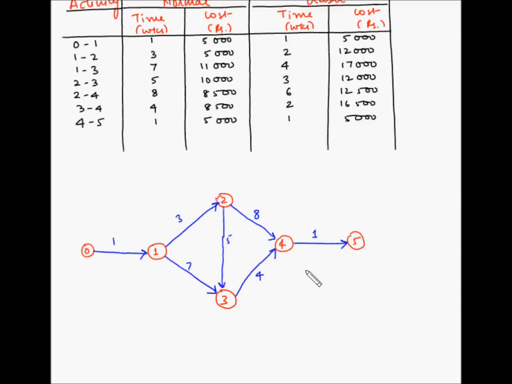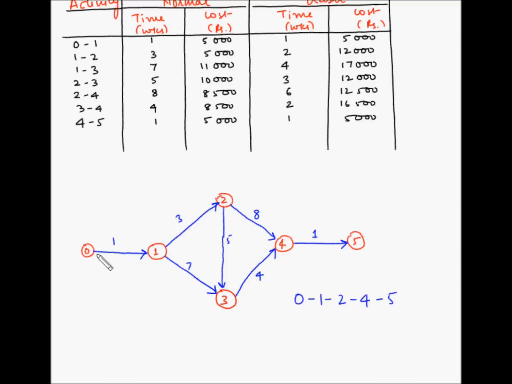Now in order to identify the critical path, we have to identify all the paths going from the first node, which is node number 0, to the last node, which is node number 5, and we have to identify the duration for those paths, and the path which is the longest is the critical path. So the first path would be 0 1 2 4 5.